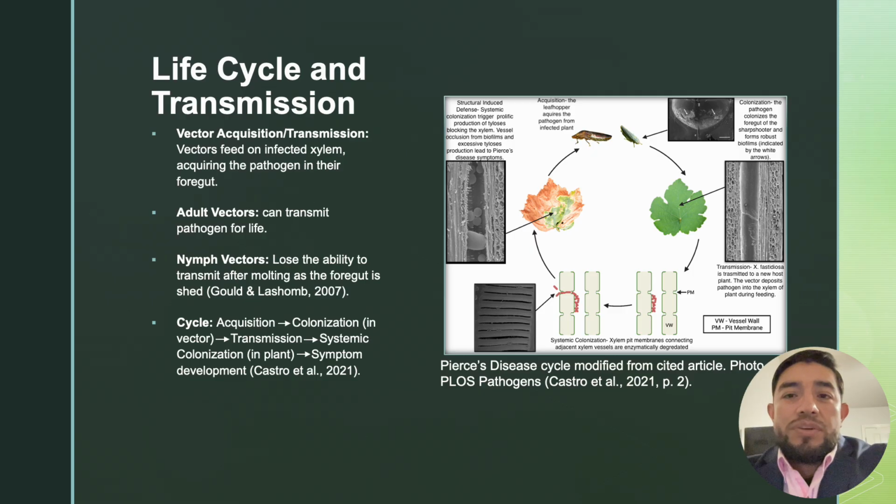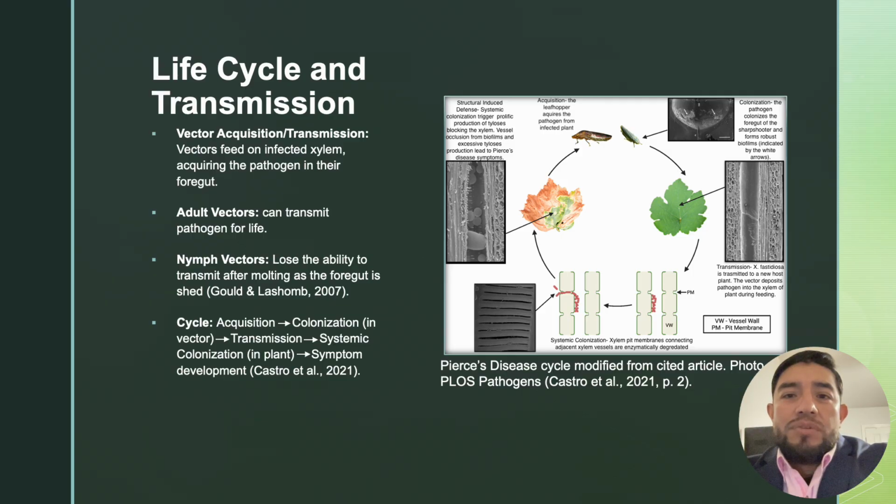Understanding the life cycle is critical for control. As shown in the diagram, the cycle begins with acquisition, where the leafhopper or sharpshooter feeds on an infected plant. The bacteria then enter the colonization phase inside the insect, forming robust biofilms within the foregut. The next step is transmission. When the vector flies to a healthy vine and feeds, it injects the pathogen directly into the xylem.